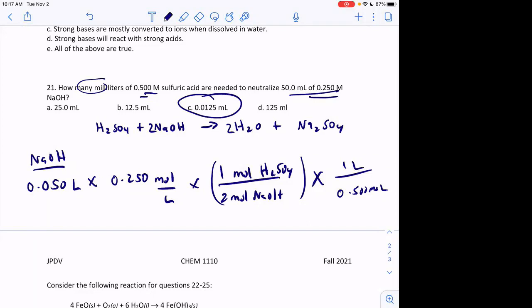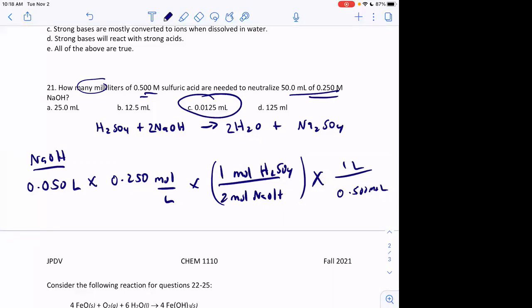How do you know when to do this versus the M1V1? Well, this is a neutralization when you have two different species, an acid and a base. A dilution is taking sulfuric acid and just adding water. This is an actual reaction. So when you read the question, you say to yourself, sulfuric acid is reacting with sodium hydroxide in a neutralization reaction. I have to consider the stoichiometry.